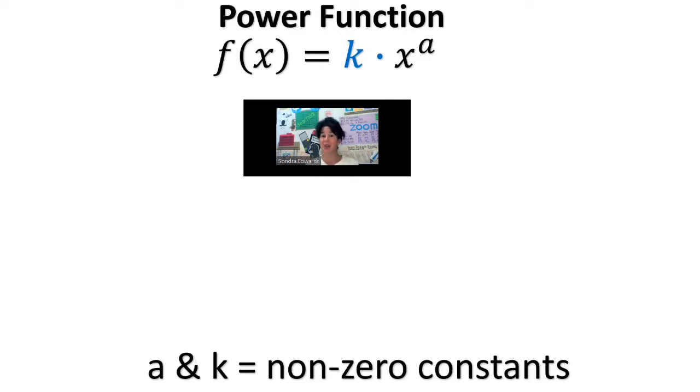Okay, so let's start with, what is a power function? It is an equation that is written in the form f of x equals k times x to the power of a. K is a constant, and so is a. And as long as a and k are not equal to 0, we've got ourselves a power function.